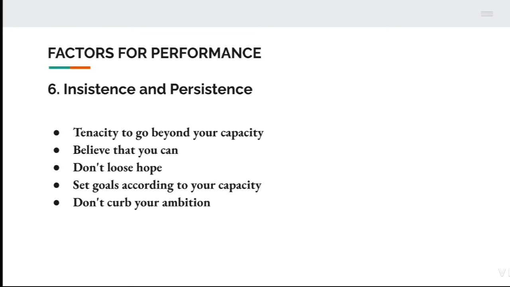So insistence and persistence, I must say these two things are very important. Like if you're insistent on something, that okay, I have not cracked this time, but I will definitely do this next time. So tenacity to go beyond your capacity is a very important thing, because you need to be at your best attending a competitive examination, because everyone is running for success.